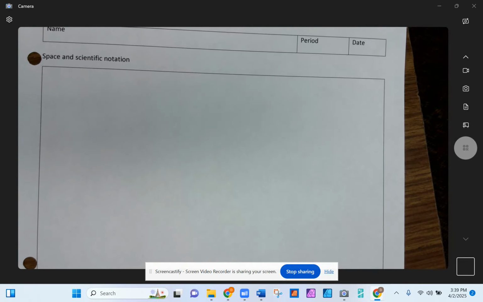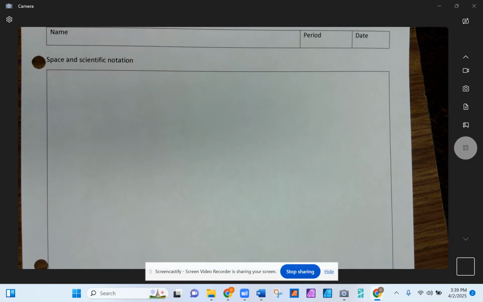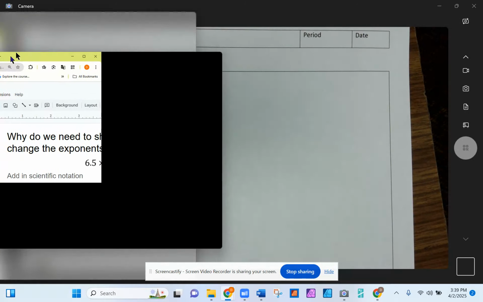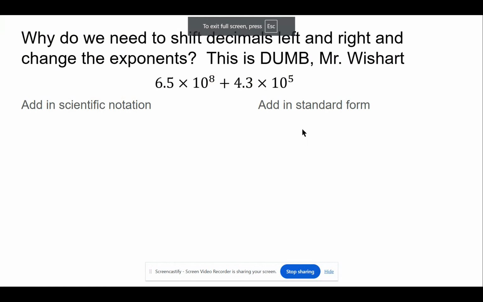This one is about scientific notation and operations with scientific notation. I got some slides to set the stage for this. First one right here: why do we need to do all this shifting of left and right, changing exponents? This is dumb, Mr. Wishart.